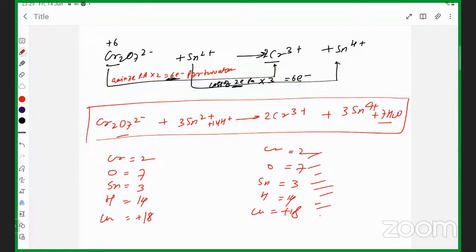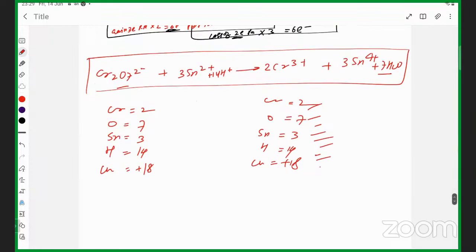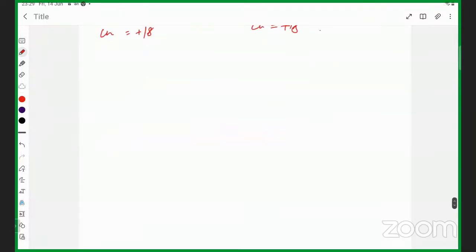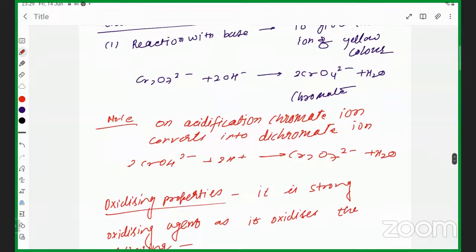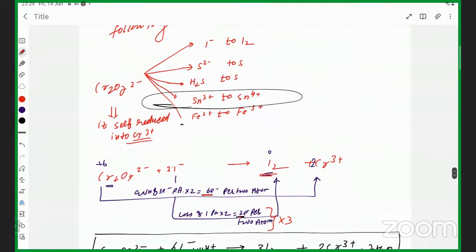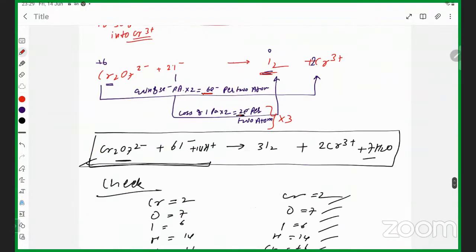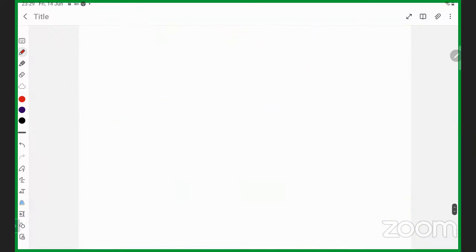Done, sir. Okay, next, what do we have to do? The third reaction also I am balancing. What is the third one? Last one you can see Fe2+ to Fe3+. Remaining you do by yourself. Okay, Cr2O7 2-. They are talking about Fe2+ converting into Cr3+ and Fe3+.